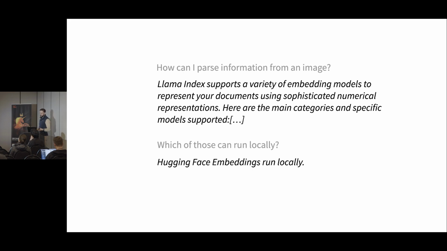Now, if we have this follow-up question like, hey, which of those can run locally, then it will realize that it already has all of the context because it was specified in the documents themselves which can run locally and which can't. And it will just say, hey, Hugging Face embeddings can run locally, and that's it. So that's super cool. And yeah, I just showed you a few examples now.